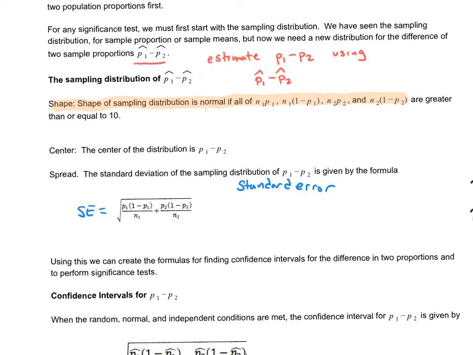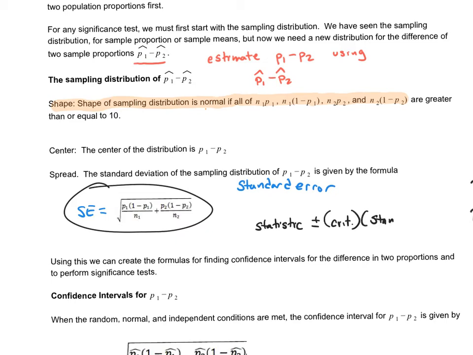So once you have this, just remember, if we want to ever find a confidence interval, we can use this standard error and our statistic to estimate that interval, because we remember that every interval is just the statistic plus or minus a critical value times the standard error. And since I'm telling you the standard error, and we know the statistic is P hat 1 minus P hat 2, we can make our confidence interval.